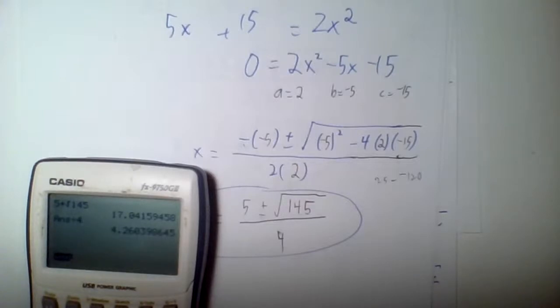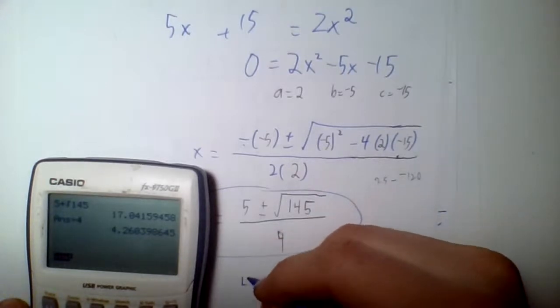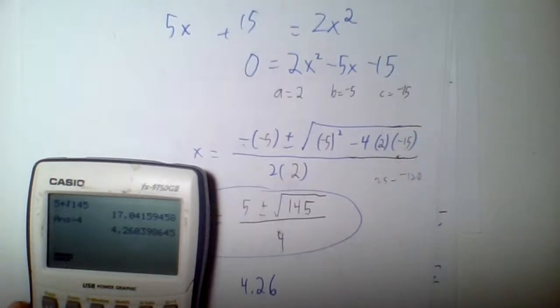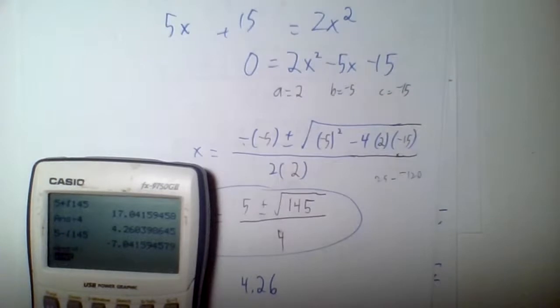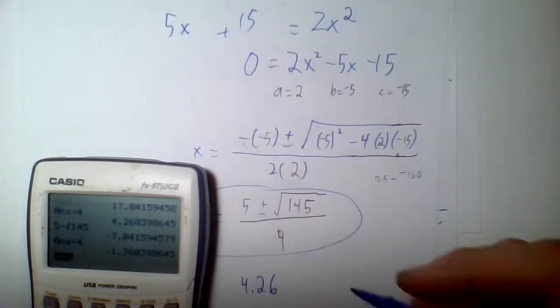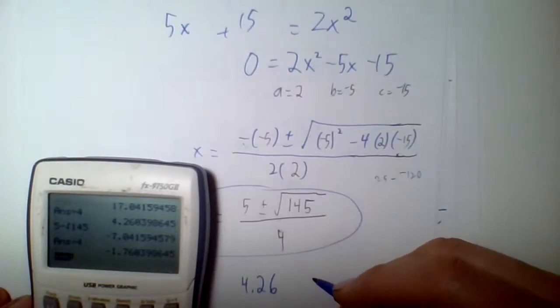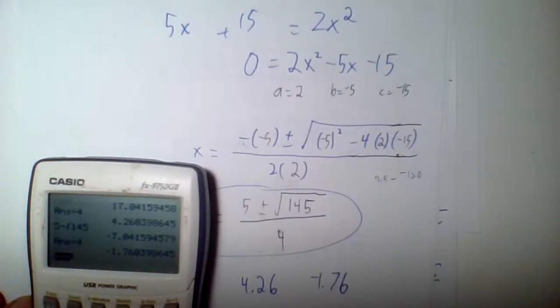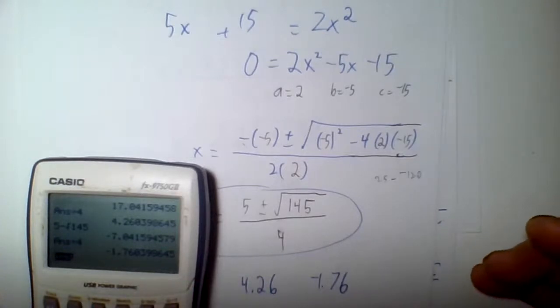The whole top comes out 17 point something. So dividing by 4, it comes out to about 4.26. That's one solution. And then do the same thing with the minus. 5 minus the square root of 145 comes out negative. Divide that by 4. You get negative 1.76 approximately. So those are the two values that should work approximately in that equation.